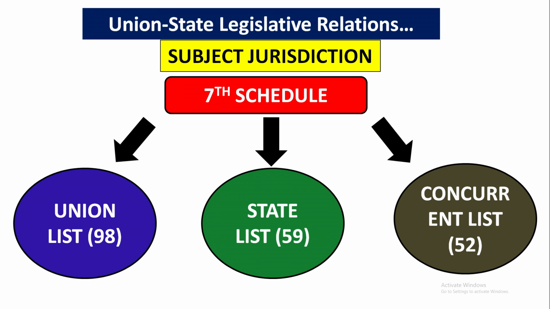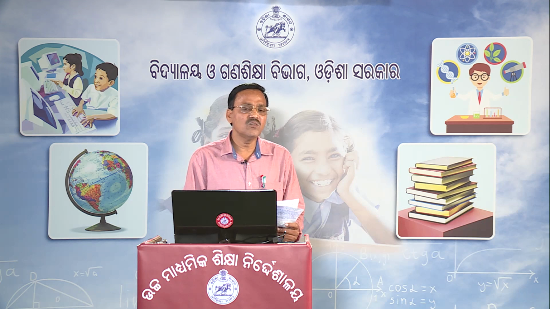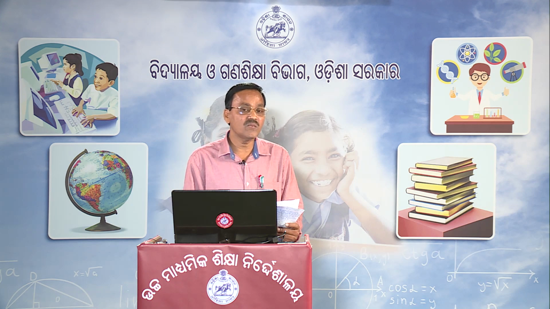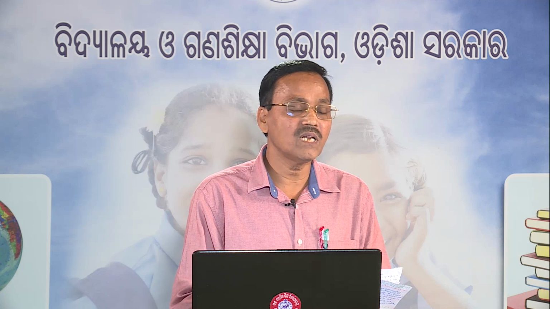One is the union list, which contains 80 items. Then the state list, it contains 59 items, and then the concurrent list, it contains 52 items. In the union list, you will find that national and international subjects are given, like defense, foreign policy, security, atomic energy, war and peace, United Nations Organization, Reserve Bank of India, etc.